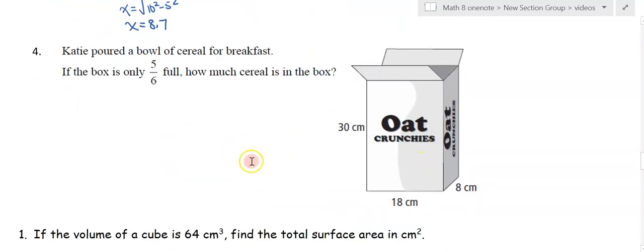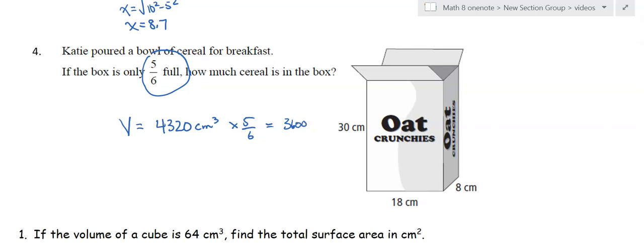Katie poured a bowl of cereal for breakfast. If the bowl is 5/6 full, how much cereal is in the box? Well, you can find that one of two ways. You can find the volume of the entire box first by multiplying 30 by 18 by 8 and get 4,320 cubic centimeters, and then multiply by 5/6. That's one way, so take 5/6 of the total. So you take your 4,320, you divide it by 6, and then multiply by 5. And I get it to be 3,600.